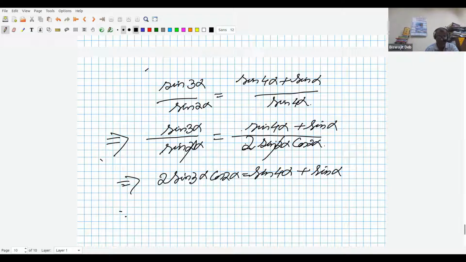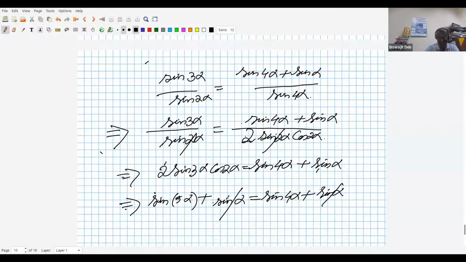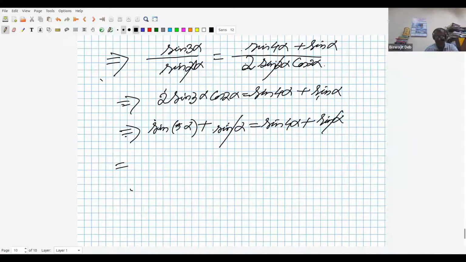Okay, so now everything is trigonometry. Now this I can write as 2 sine A cos B. I can write as sine of 3 alpha plus 2 alpha, that is 5 alpha, plus sine of 3 alpha minus 2 alpha, that is sine of alpha. So this is equal to sine of 4 alpha plus sine of alpha. So from here sine alpha goes out, and this gives me sine of 5 alpha equal to sine of 4 alpha.